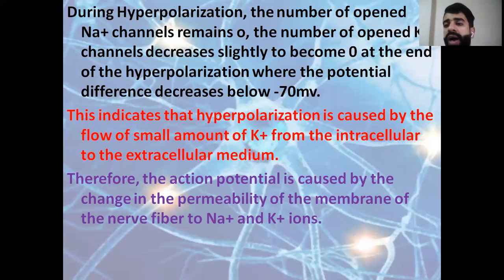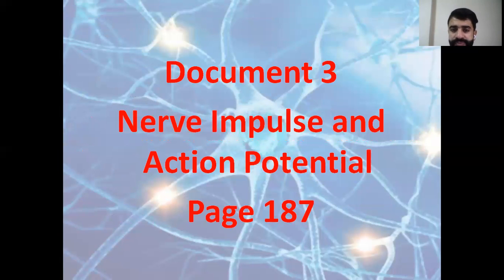And also during hyperpolarization, what happened? Flow of some amount of K+ ions from the intracellular to the extracellular, and this will lead to more negativity. So the action potential is caused by what? The change in the permeability of the membrane of the nerve fiber to both ions, Na+ and K+ ions, that are interfering mainly in the phases.